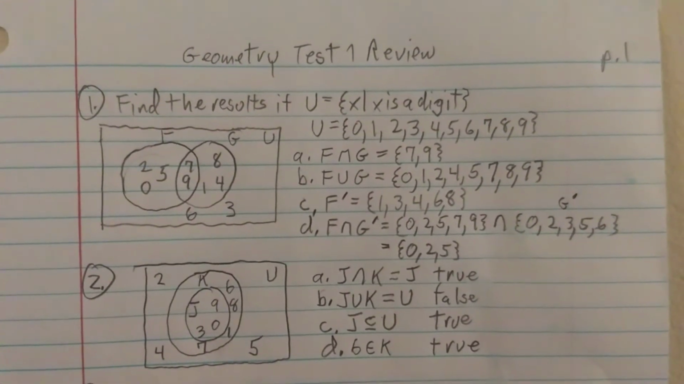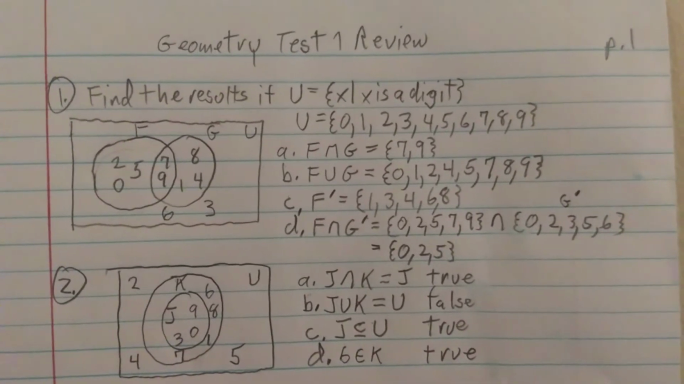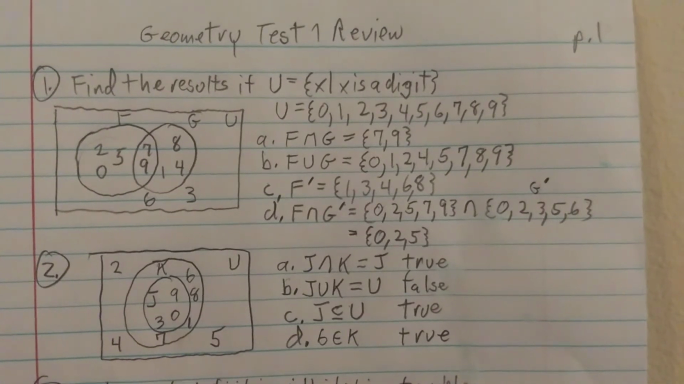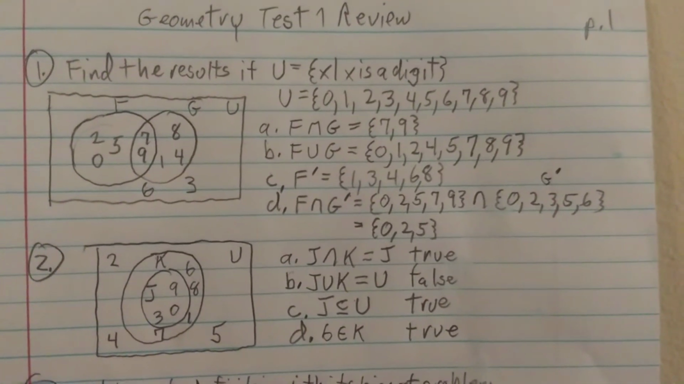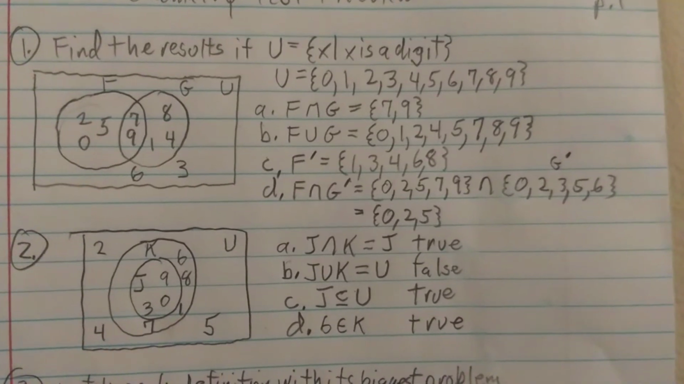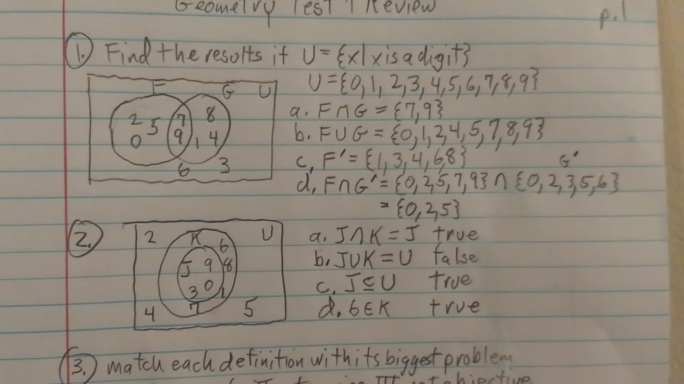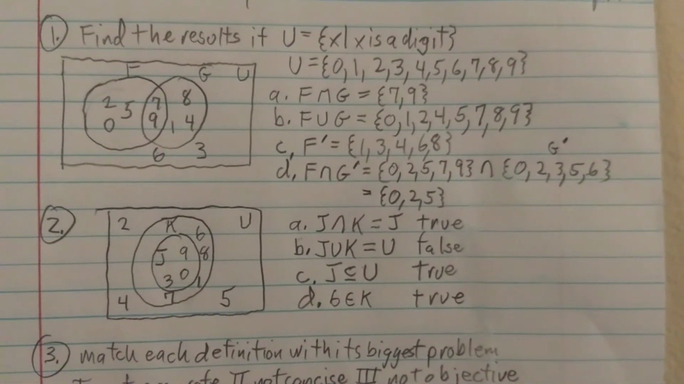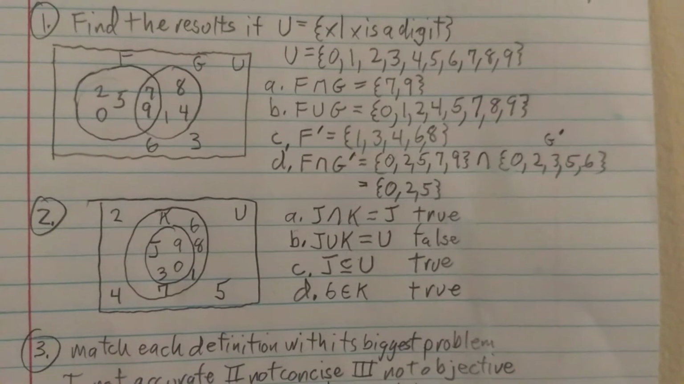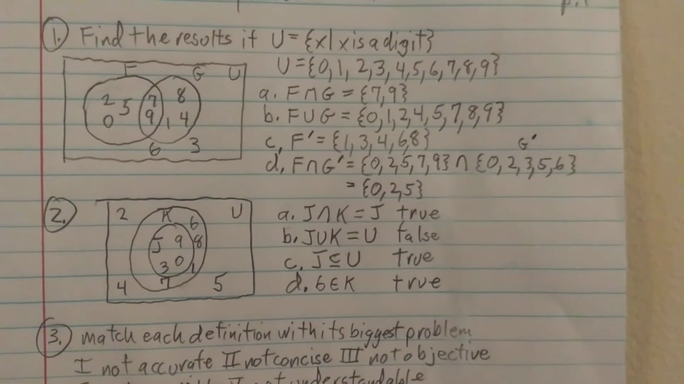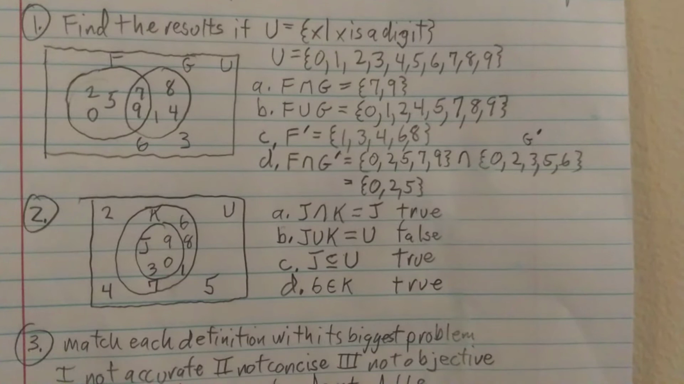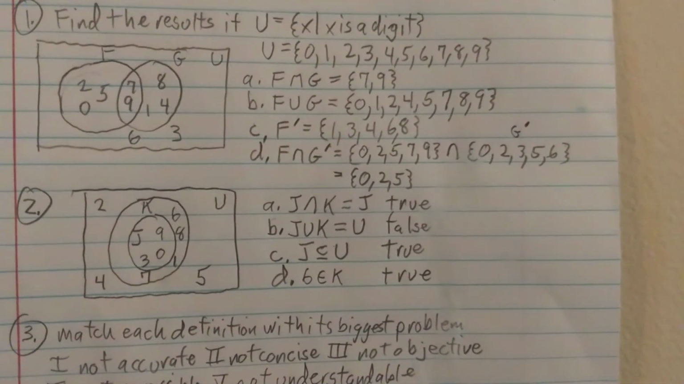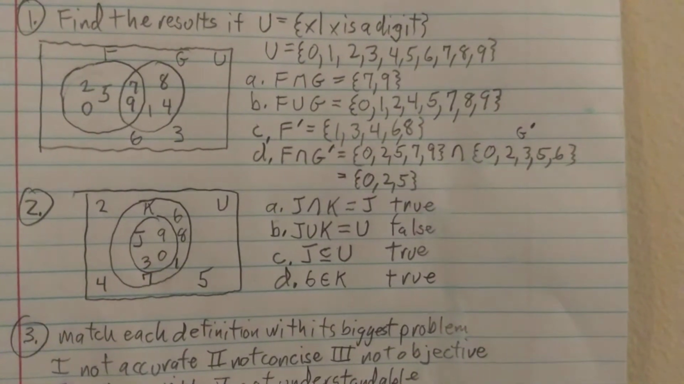So here, starting in problem 1, we have find the results if U is equal to {x such that x is a digit}. That just means U is equal to 0, 1, 2, 3, 4, 5, 6, 7, 8, 9. Now looking at our problem, we have F, which has 0, 2, 5, and then 7, 9. And G, which has 1, 4, 8, and 7, 9. And then 3, 6 are in the universal set U, outside of F and G. So F intersect G is 7, 9. That's what's shared between the two.